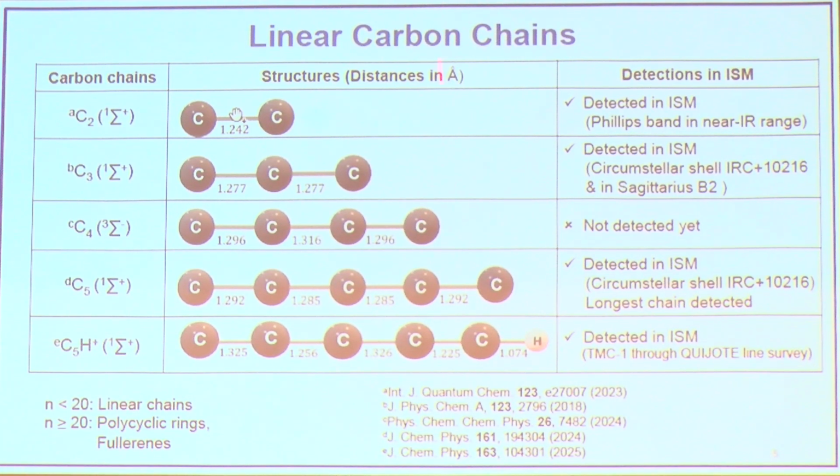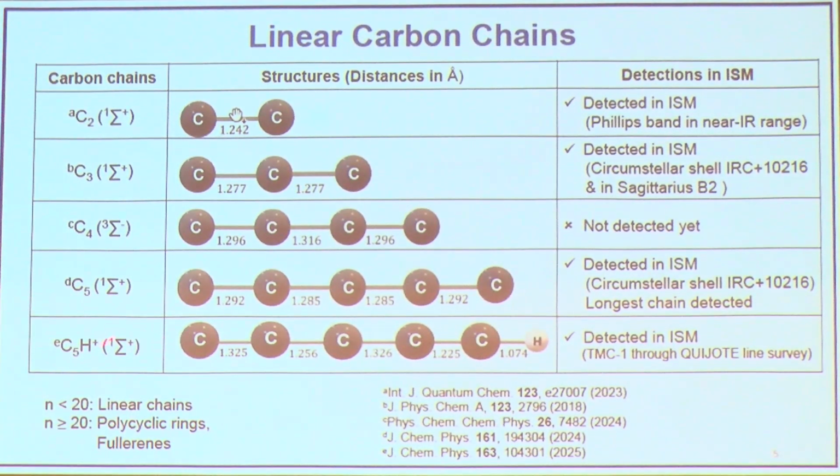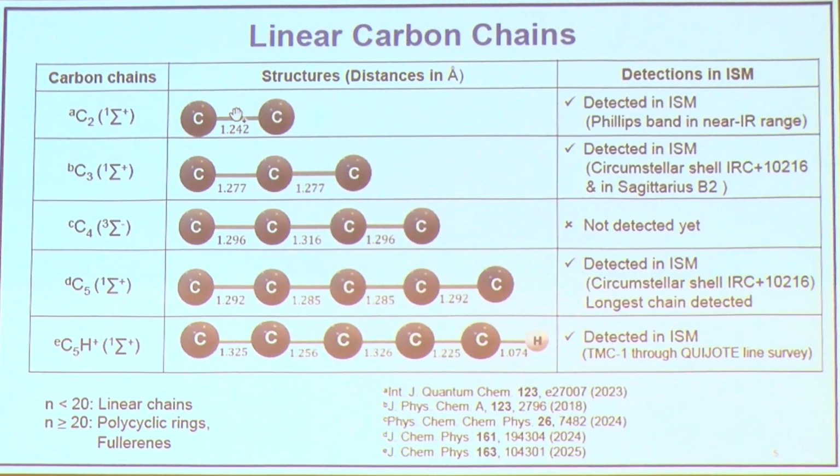In today's talk I'll be discussing the carbon chains which have been detected. There are different carbon molecules detected: C2, C3, C5, and the protonated form of C5. C4 is still not detected. So today I'll be concentrating more on the C5 and C5H+ systems colliding with the hydrogen molecule.